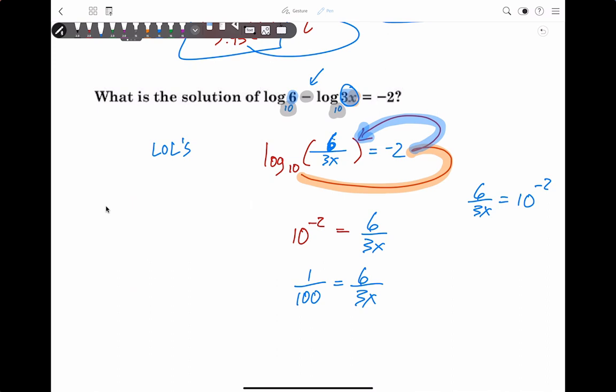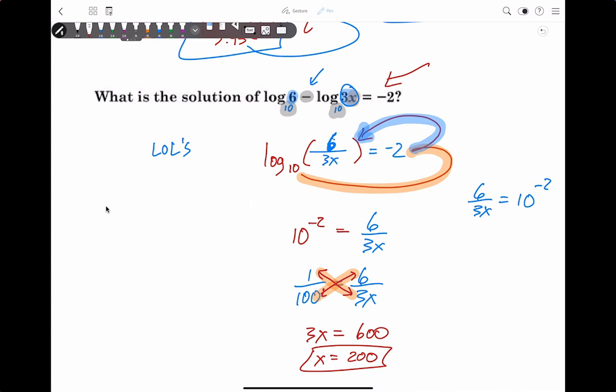Back in geometry, we did cross multiplication, and we could do that here. 1 times 3x is 3x, and that was just these two multiplied. Then 100 times 6 is 600. So x is going to be divided by 3 to get 200 right here. So the answer for x with this one is going to be 200.